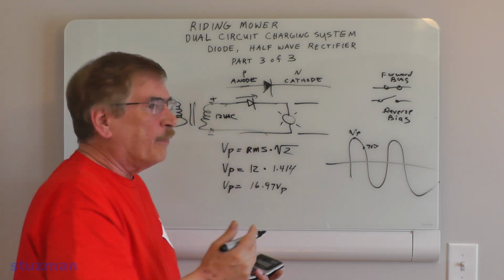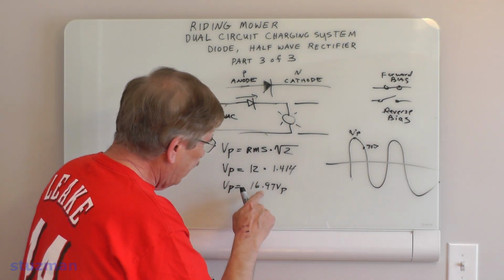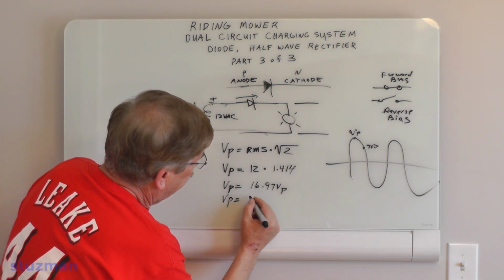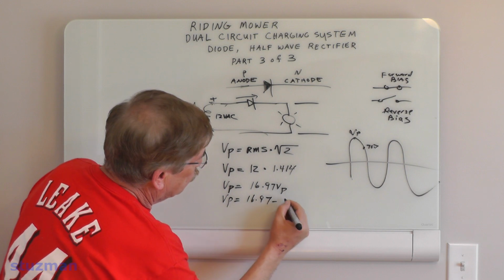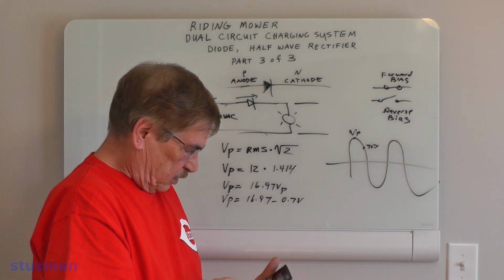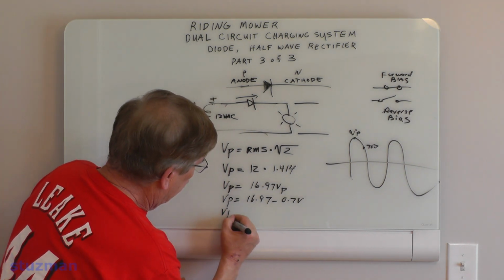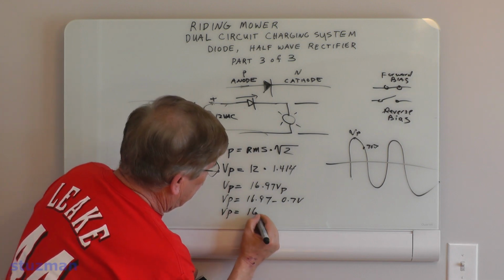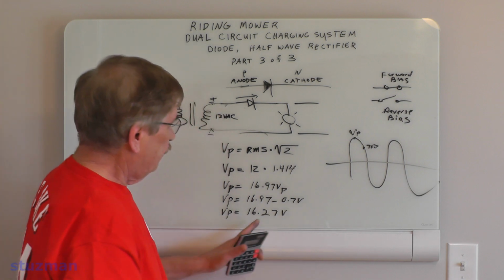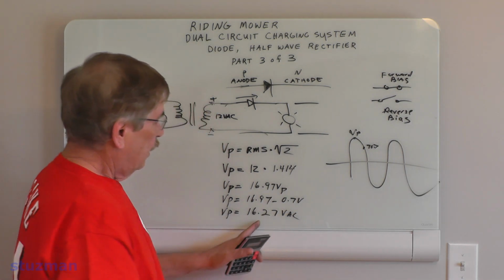Now we have a voltage drop, remember, about 0.7 volts. Well, let's take off 0.7 volts. So now we're going to say voltage peak, 16.97, subtract 0.7 volts. What does that give us? Minus 0.7, now we got down to 16.27 volts. That's what we have now, and of course this is all AC.